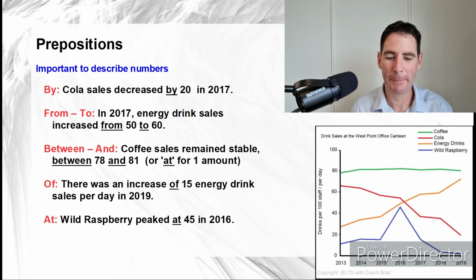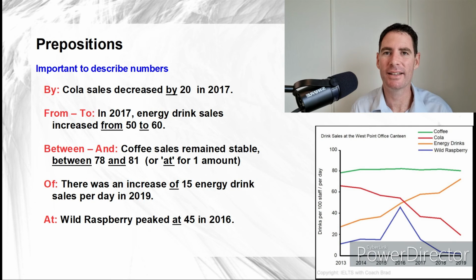From and to, between and go together. In 2017, energy drink sales increased from 50 to 60. Coffee sales remained stable between 78 and 81. Between and, from and to show a range. Of is better when using nouns. There was an increase of 15 energy drink sales per day in 2019. So when you use the noun to describe the trend, of is better to insert the number. When using a verb, by is better to show how much.